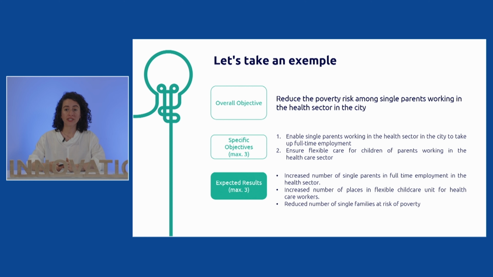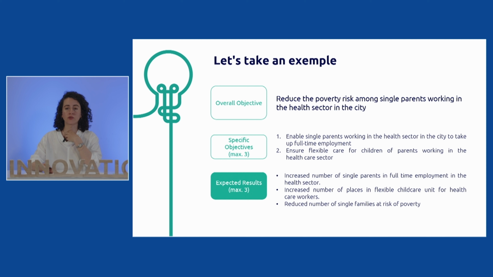So if we take a concrete example, like a hypothetical project, that would be about reducing the risk of poverty among single parents working in the healthcare sector of your city. This is what you want to achieve. So this is your overall objective. One of the tips that we often give is to try to think of what my project aims to do and finish the sentence. And this end of the sentence basically is your overall objective. So that would be the overall objective for this example.